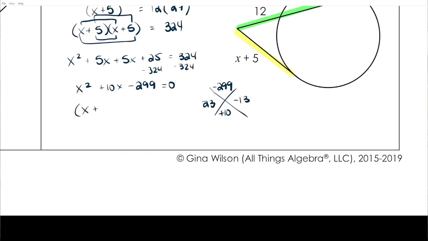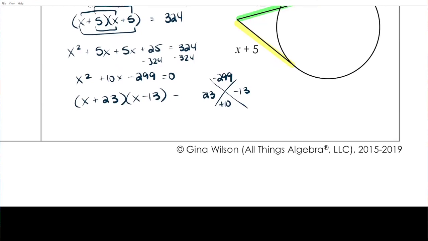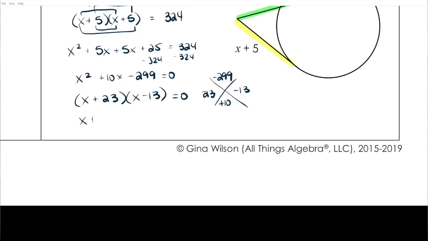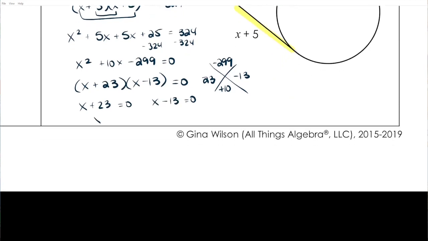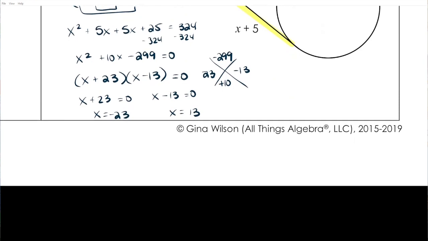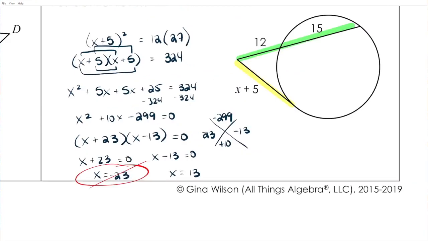So x plus 23, x minus 13. Since both of these multiply together to be 0, then we can say separately they are also equal to 0. So x is negative 23 and x is 13. Negative 23 is an extraneous solution because we cannot have a negative side length.